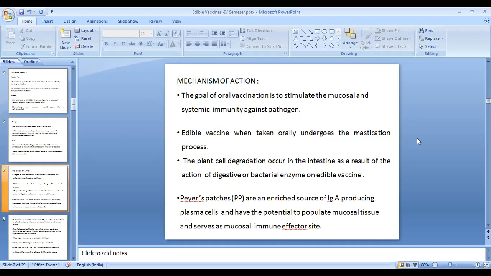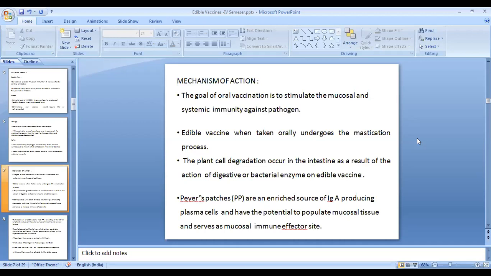So now we will see how these edible vaccines act in the body, otherwise the mechanism of action of edible vaccines. The goal of oral vaccine is to stimulate mucosal and systemic immunity against a pathogen. As I already told you, edible vaccine means it is to be taken orally or by mouth. As soon as we take food into the mouth, we masticate it. Likewise, the edible vaccine also undergoes mastication. Then it goes to the stomach and then into the intestine.